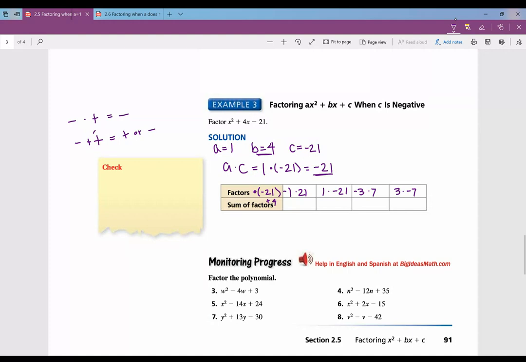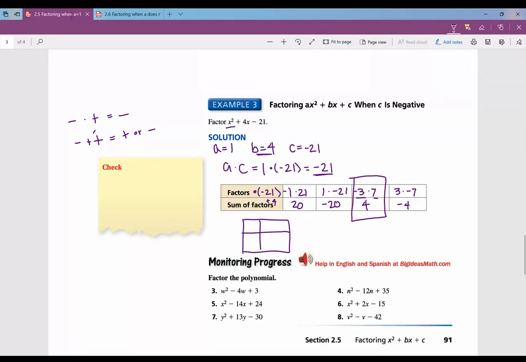So if we do negative 1 plus 21, that's going to be 20, so that doesn't work. What about 1 plus negative 21? Well, that's negative 20, so that one doesn't work either. Negative 3 plus 7 will be 4, which is what we're looking for. And if you check your last one, 3 plus negative 7, that'll be negative 4. So we know that our factors that we want are negative 3 and 7. So now we're going to build our box.